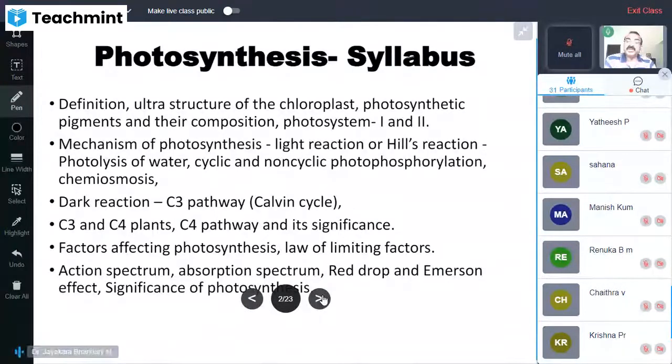Then the second stage of photosynthesis, which is called the dark reaction, which is also called the C3 pathway or Calvin cycle. Then you should know the difference between C3 and C4 plants, C4 pathway and its significance, factors affecting photosynthesis, law of limiting factors, action spectrum, absorption spectrum, red drop and Emerson effect, significance of photosynthesis. Okay, so this is the list of topics involved in the photosynthesis chapter.